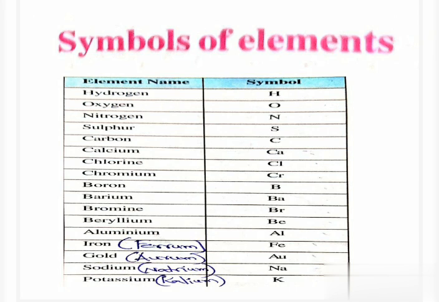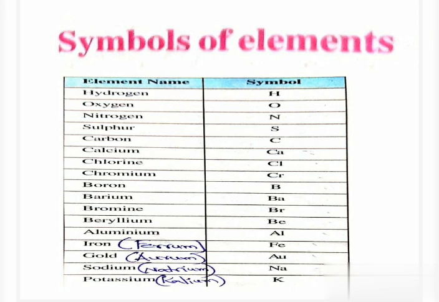So the starting letter of the element can be used as its symbol, and that starting letter should be written in capital form. For example, oxygen is one of the elements. What is the starting letter? O. Capital O is the symbol of oxygen. Next, hydrogen. What is its starting letter? H. Capital H is the symbol of hydrogen.